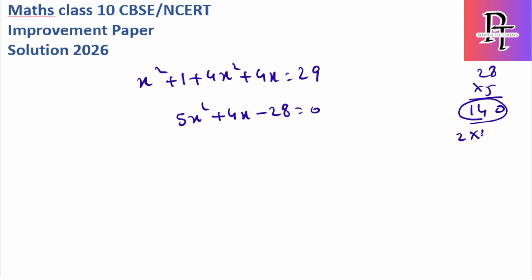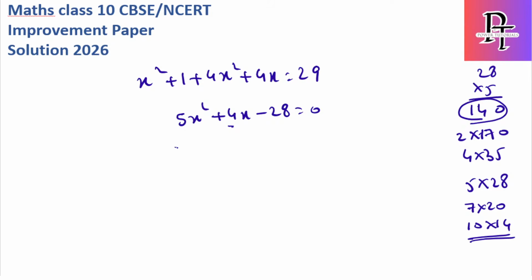So let's write it. 2 into 70. 3 will not happen. 4, yes, 4 into 35. 5 into 28. 6 will not happen. 7, yes, 7 into 20. 10 into 14. I need to get 4 here, so 14 minus 10 gives me 4.